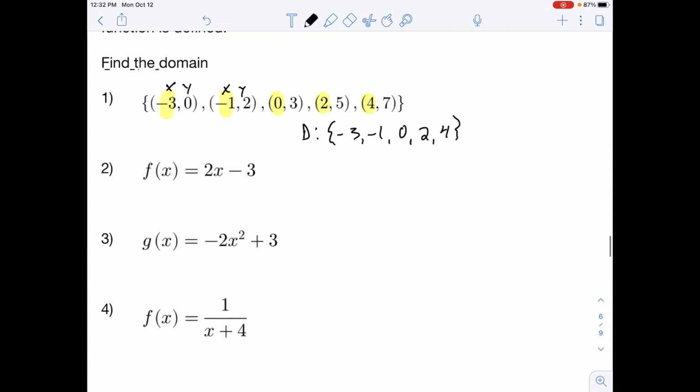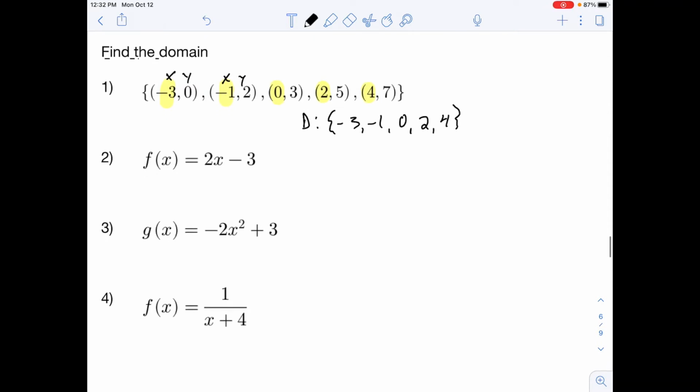Once we get into looking at the actual functions, it gets to be a little bit more difficult. So number 2, f of x is equal to 2x minus 3. So hopefully you recognize that this is a linear function, which means that when you graph it, it's going to be a line. And this will look something roughly like this. So it would be impossible to list all the x values like here, because this is a finite set where this is infinite.